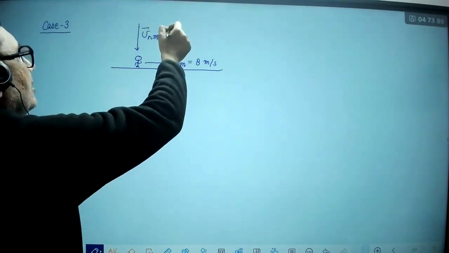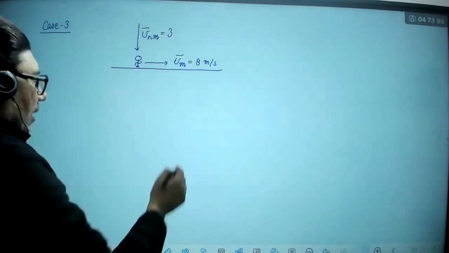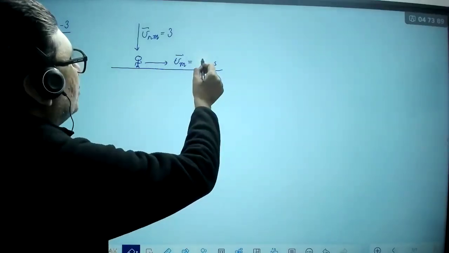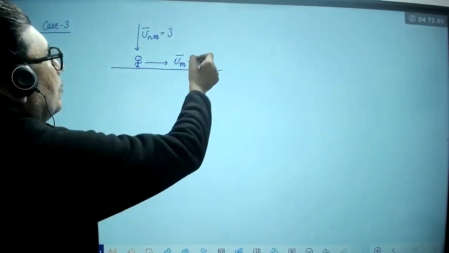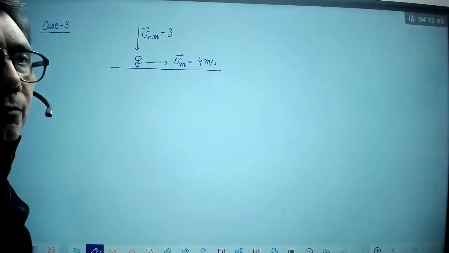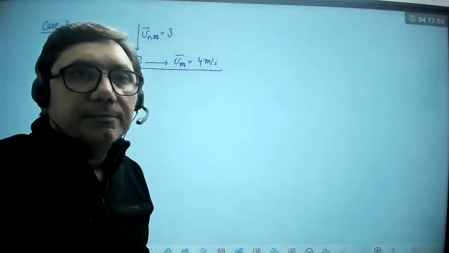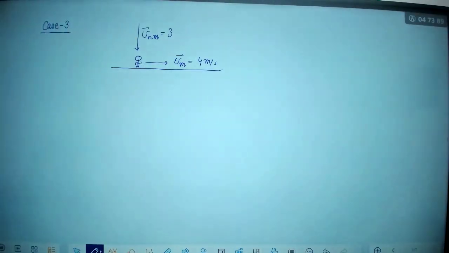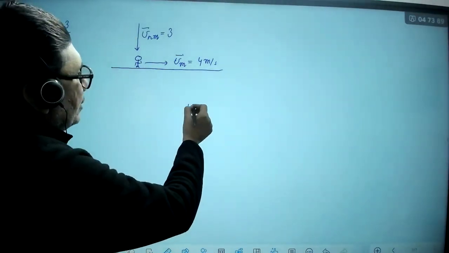I call it as 3. And I keep it as 4 meter per second. 4 meter per second. And you have to find out VR and the direction of VR. This is the third case. So again, write that equation.